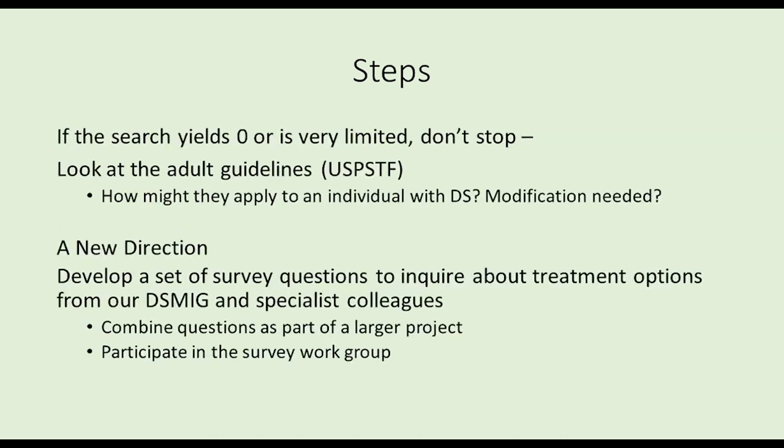Here's a new idea to consider. If the search yields nothing or is extremely limited in terms of giving us useful information to inform treatment decisions, again, you want to go back to the USPSTF guidelines in the typical adult and use your best judgment about what modifications might be considered for someone with Down syndrome.